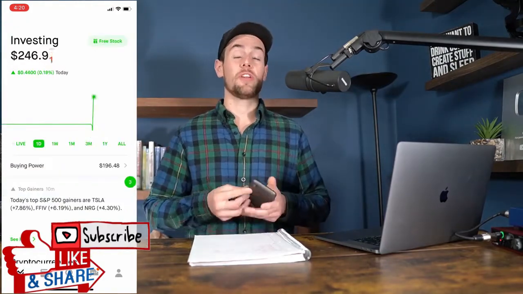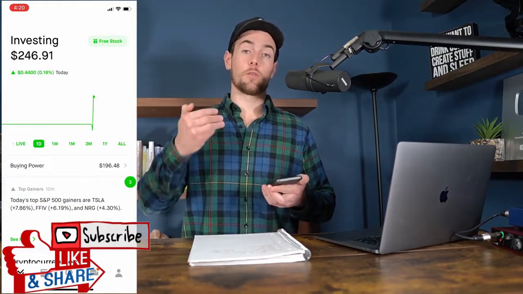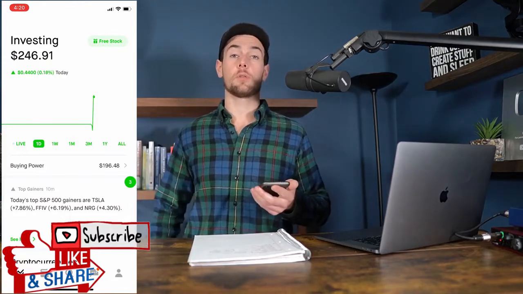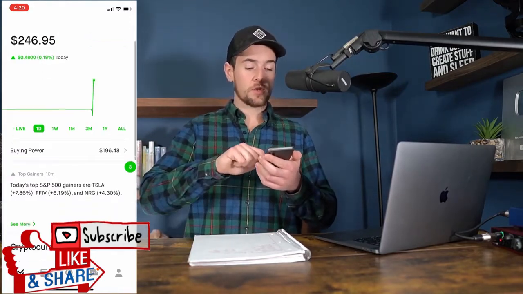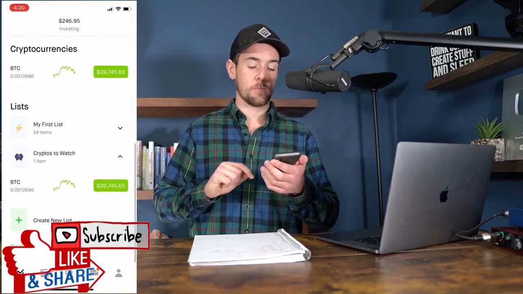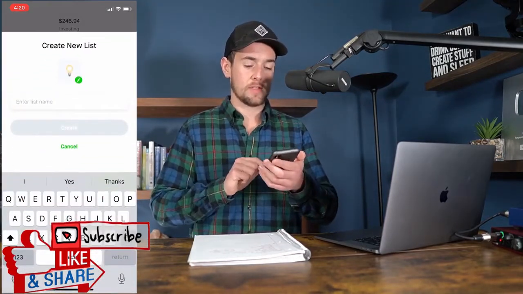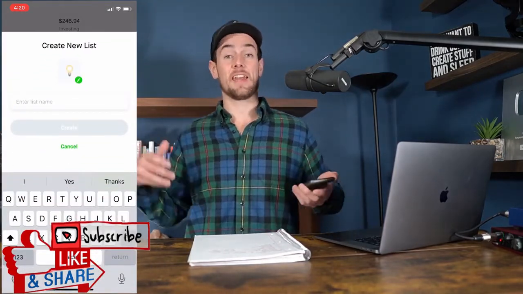So now I want to show you guys how to set up a watch list on Robinhood. So let's say, for example, you're just getting started with investing and you want to keep an eye on a couple of different stocks or funds, but you're not quite ready to pull the trigger. What you're going to do is scroll down here to the lists section, and then you're going to create a new list, and then you're going to give it a name and set an icon.